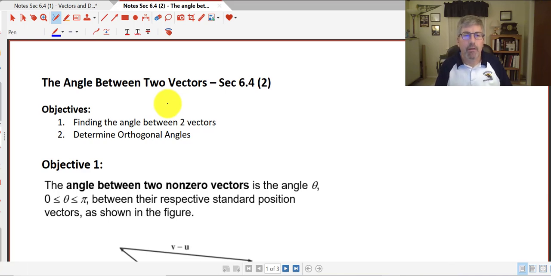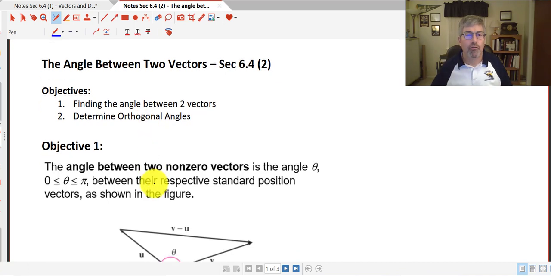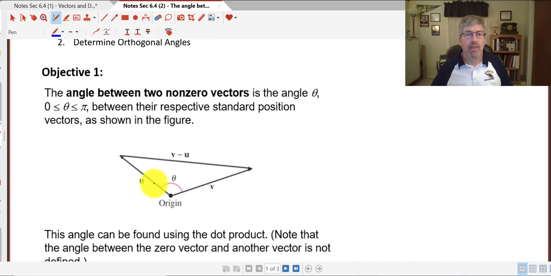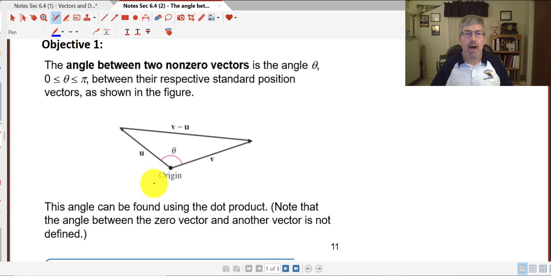Welcome back. In this video, we're going to find the angle between two vectors. So our objectives here are, one, to find the angle between two vectors, and then second, we will determine orthogonal angles.